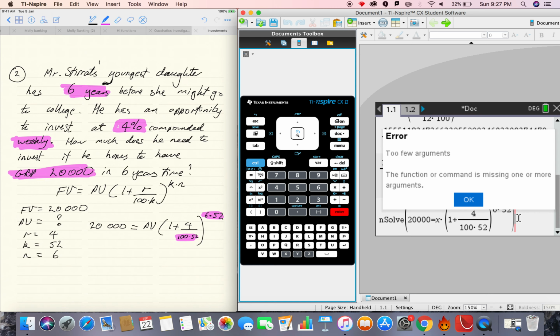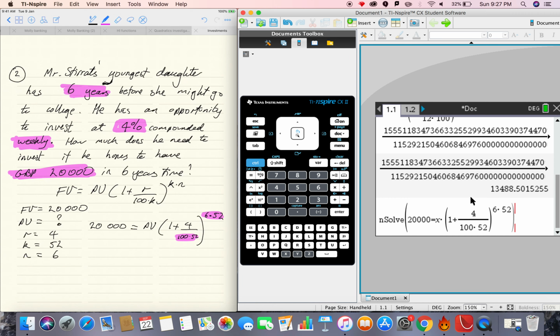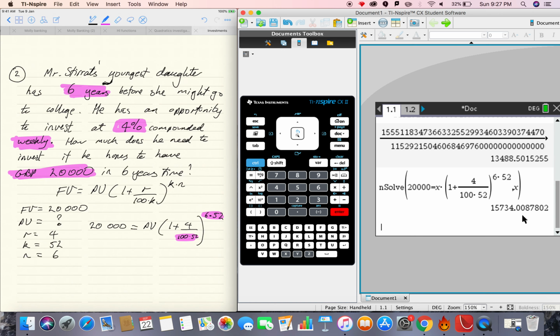Now press enter. And of course, it's saying too few arguments. The function or command is missing one or more arguments. So you're thinking, what's going on here? Well, you've told the calculator to solve this equation, but you've not said what the variable is you're trying to solve for. So anytime you're using solve, you have to finish it with a comma. The comma is just below the pi button, next to the O, at the bottom of the calculator. Then X, the variable you're trying to solve for. Now when you do it, beautiful.